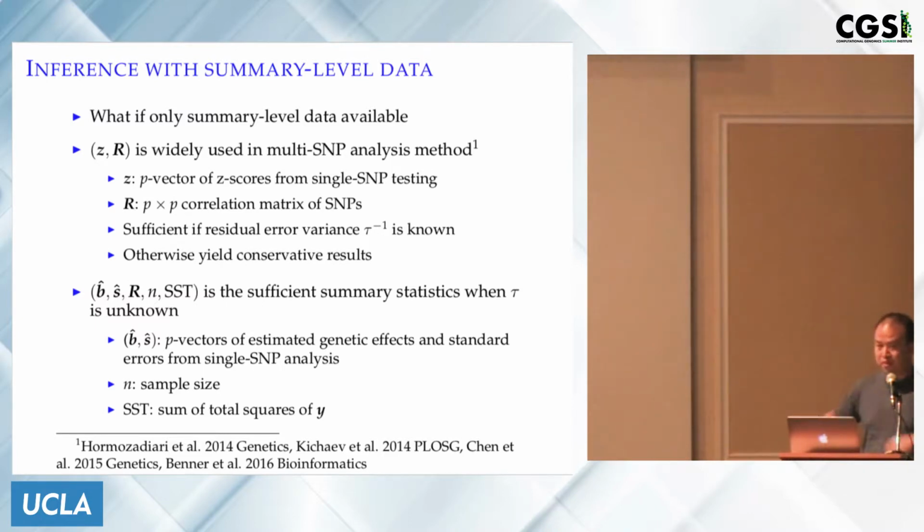To start from a very practical point of view, say we only have the z-scores from single SNP analysis, and the correlation information learned from an LD panel. Then we can use it to do multi-SNP analysis, which is a very creative approach, and it has been the prevailing approach in the field. Here Z is the Z-score, and R is the correlation matrix, just the characterization of the LD.